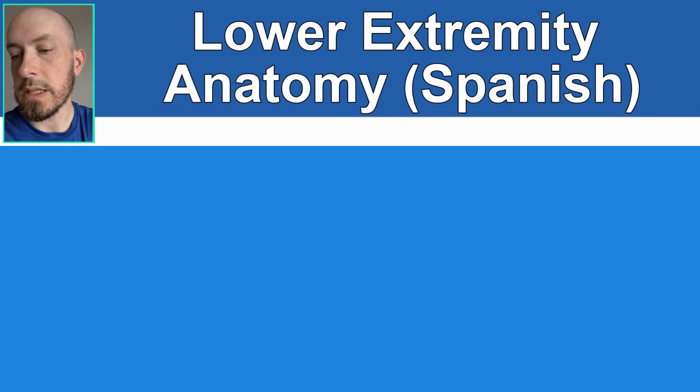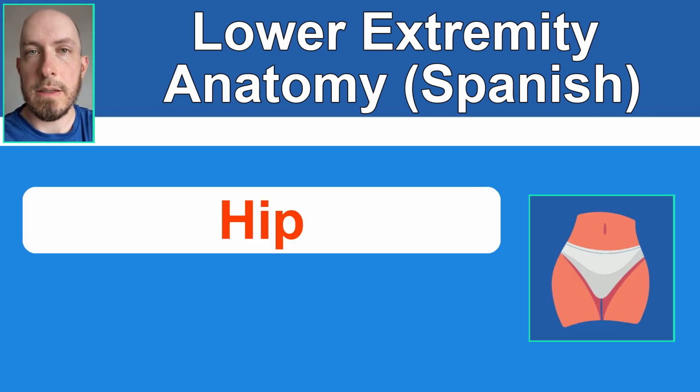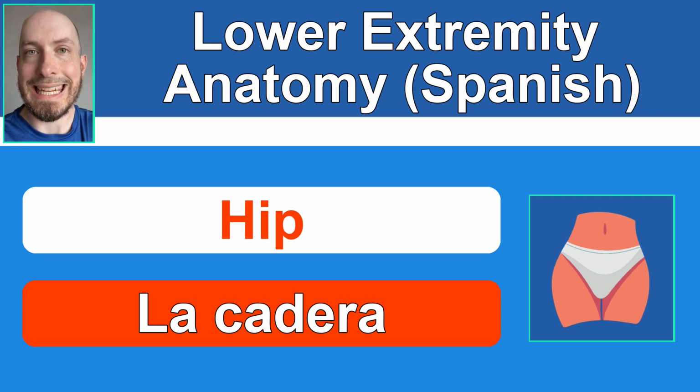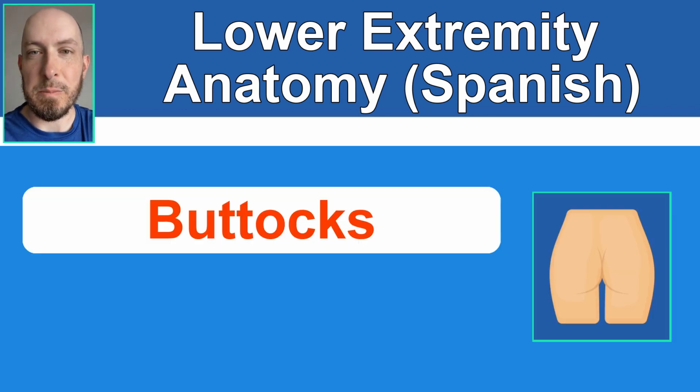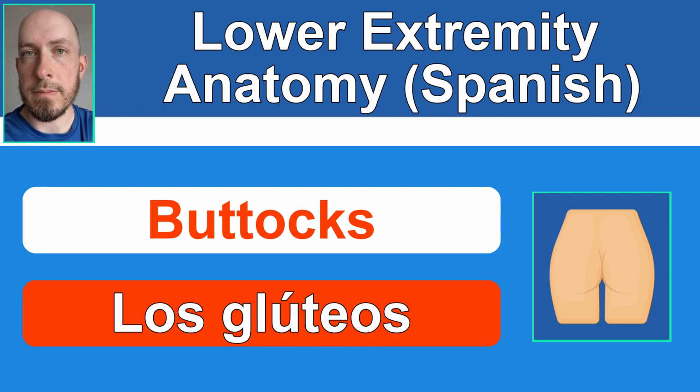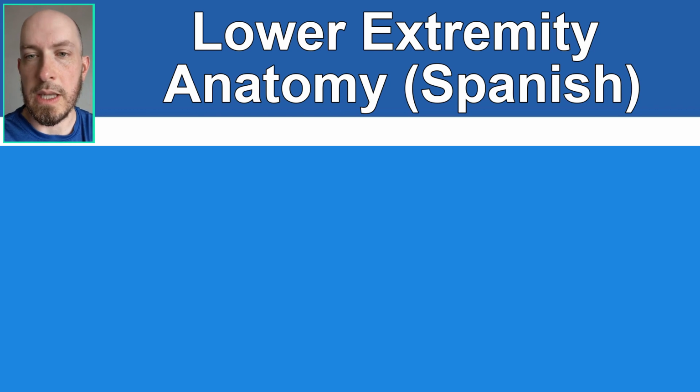All right, so the next term is hip. La cadera. La cadera. Next is buttocks, but not exactly buttocks. This is going to be a pretty formal way of saying it. Los glúteos. Los glúteos. So obviously that's like saying glutes in English, but that's maybe the best way to say buttocks in Spanish.